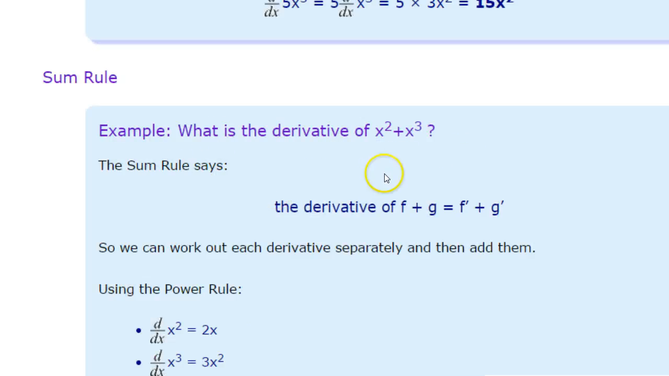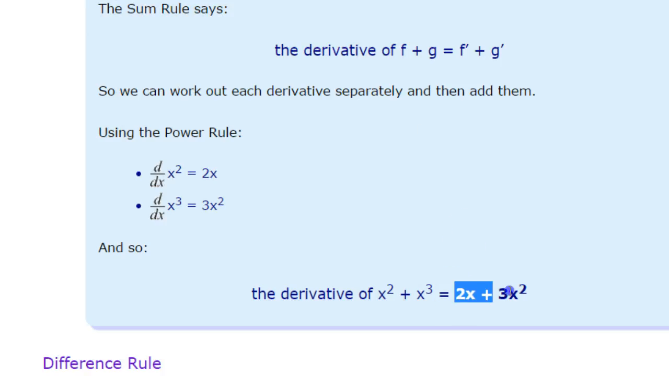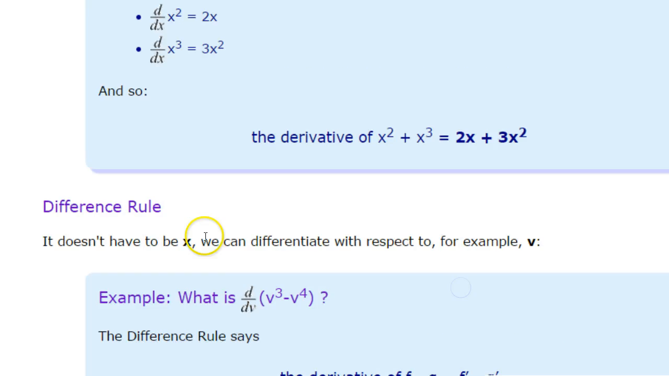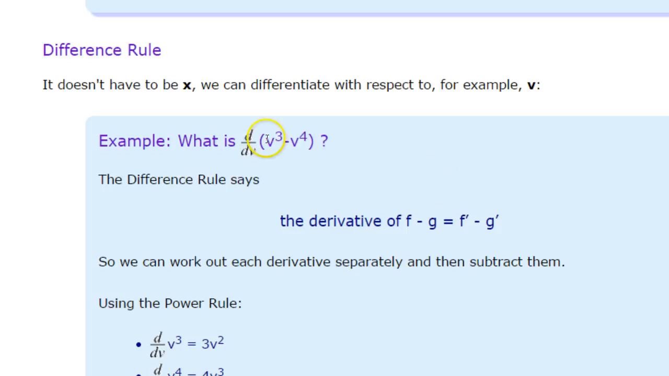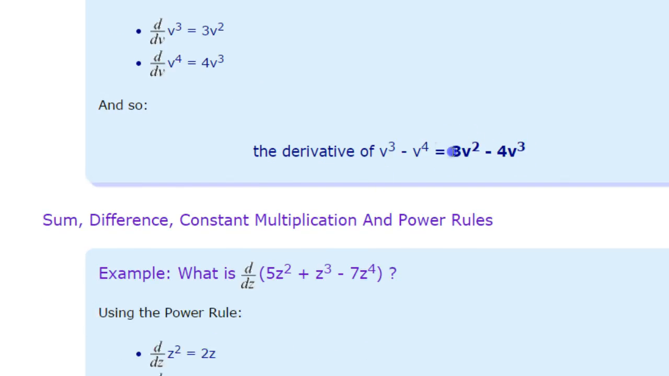Okay. Now the sum rule. What is the derivative of x squared plus x cubed? You're going to do the power rule here and get 2x. You're going to do the power rule here and get 3x squared. And so it becomes 2x plus 3x squared. Difference rule, same thing, except with subtraction. So if we use the power rule here, we should get 3v squared minus 4v cubed. Ta-da! That's what we get.